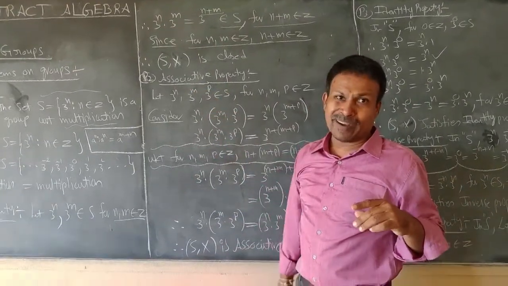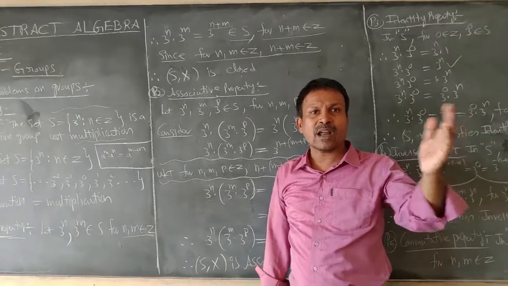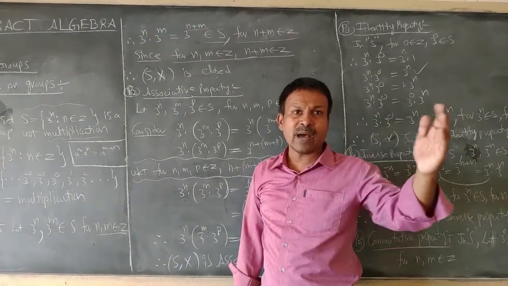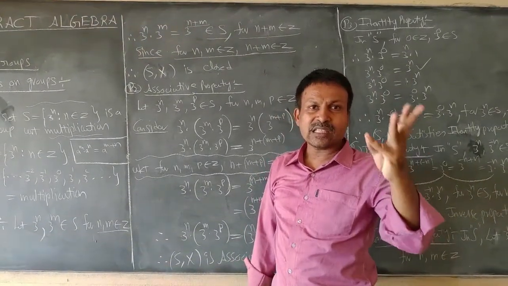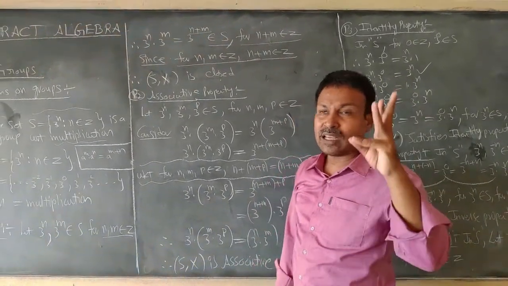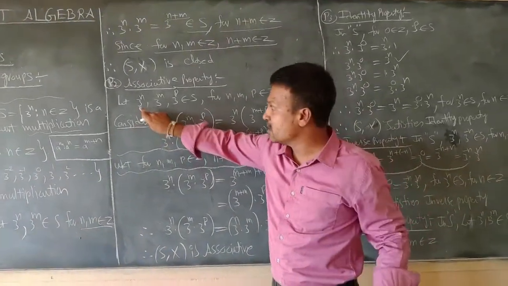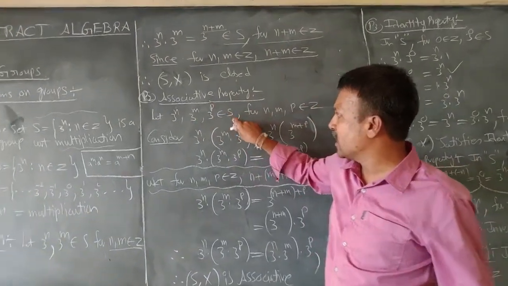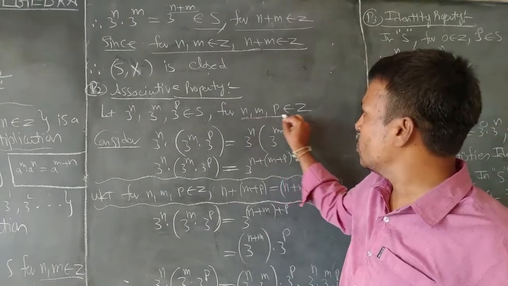If I go to the next property, associative property, what does associative property state? A star of B star C is equal to A star B of star C, for every A, B, C belongs to G. Here G is S. Instead of G we have to take S, and instead of the three elements A, B, C, I have taken the elements 3 power n, 3 power m, 3 power p belongs to set S, for the exponents n, m, p belong to set Z.